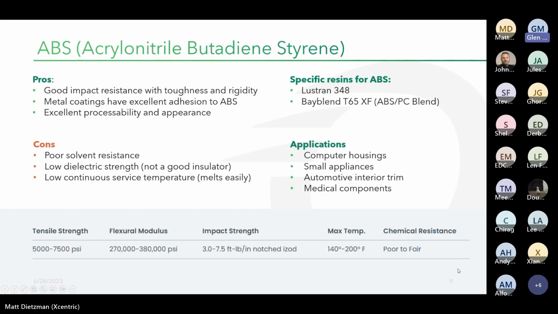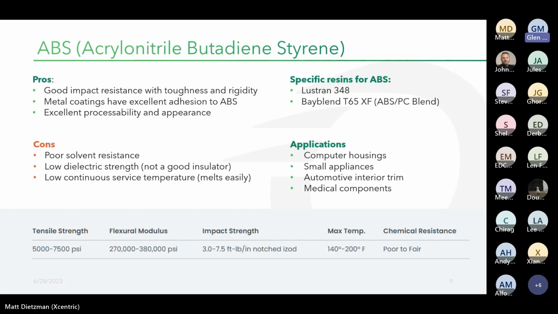Thanks, John. Again, my name is Glenn Miller. John and I will go through some of the more common materials. We'll start right here with ABS. We'll go through some pros and cons here real quick. ABS has good impact resistance. It's tough. Great for a part that needs to have a certain kind of rigidity to it.